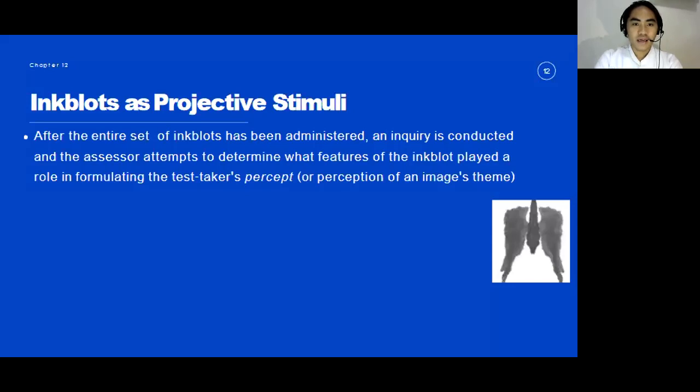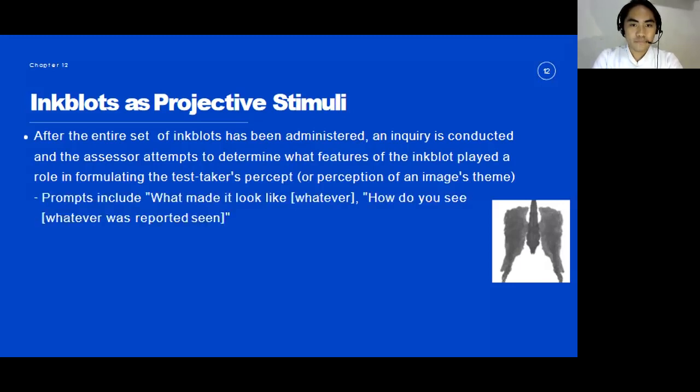Okay. After the entire set of inkblots has been administered, an inquiry is conducted and the assessor attempts to determine what features of the inkblot played a role in formulating the test taker's percept of an image's theme. So we don't just say, "Ooh, this looks like a bird with some wings." Therapists will ask, "Why do you see that? What in particular are you noticing there?" And then you elaborate your answer, and that gives me more to score on.